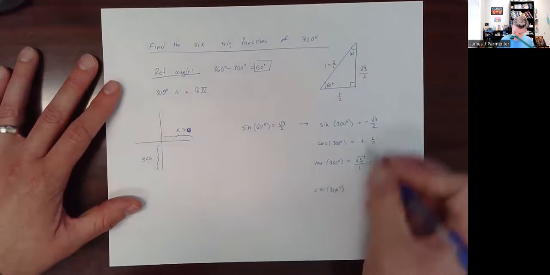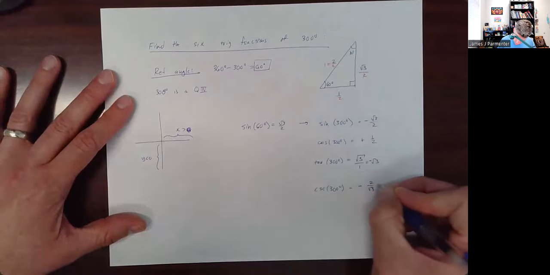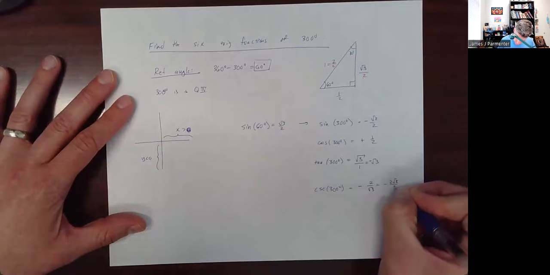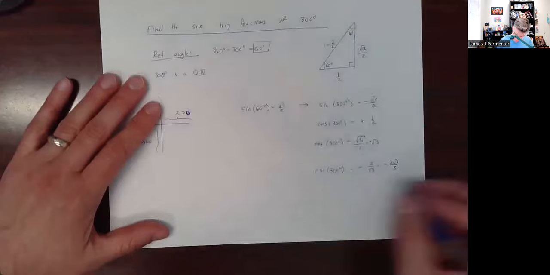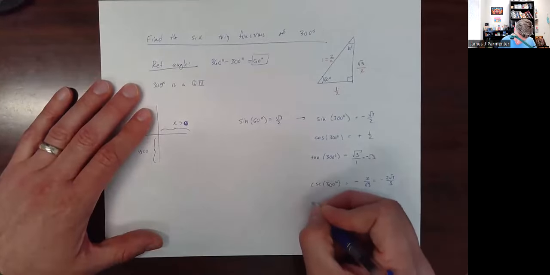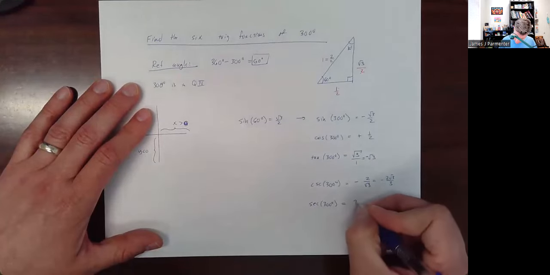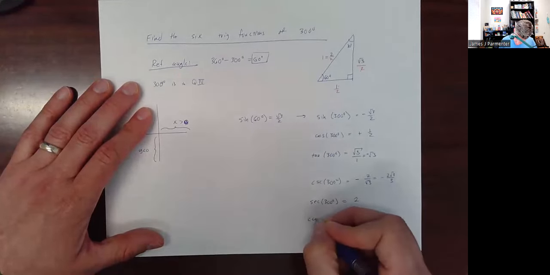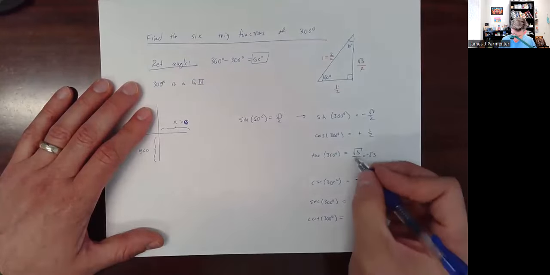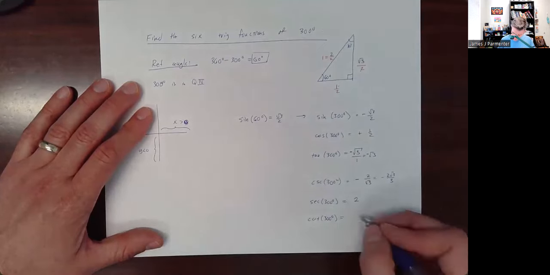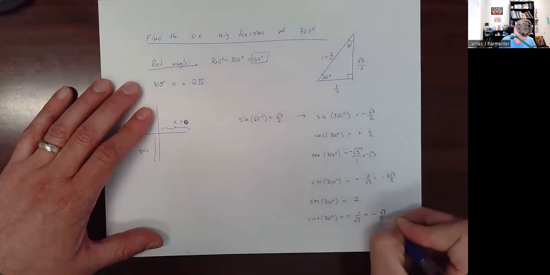Cosecant of 300 degrees is the reciprocal of sine of 300 degrees. So it's going to be negative 2 over root 3, which is negative 2 root 3 over 3. I always recommend writing the negative just out in front of the fraction. That's my preferred way of doing it. And then secant of 300 degrees is the reciprocal of positive 1/2, so it's going to be positive 2. And cotangent of 300 degrees is the reciprocal of negative root 3 over 1, so it's going to be negative 1 over root 3, which we should rationalize as negative root 3 over 3.